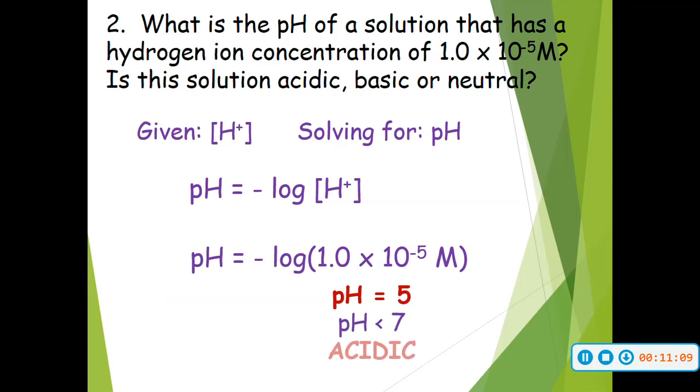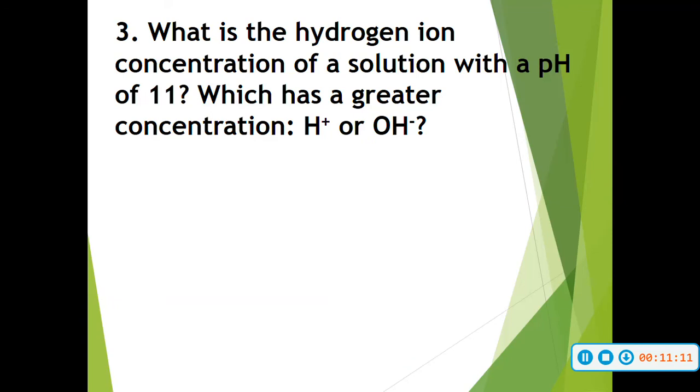Okay, so question number 3, what is the hydrogen ion concentration of a solution with a pH of 11? And then our second question, which has a greater concentration, hydrogen ion or hydroxide ion? Okay, so again, pause the video and then play it when you're ready. So again, this brings me back to the beginning of the video. If your hydrogen ion concentration is 1 times 10 to the whatever power, that exponent is your pH.